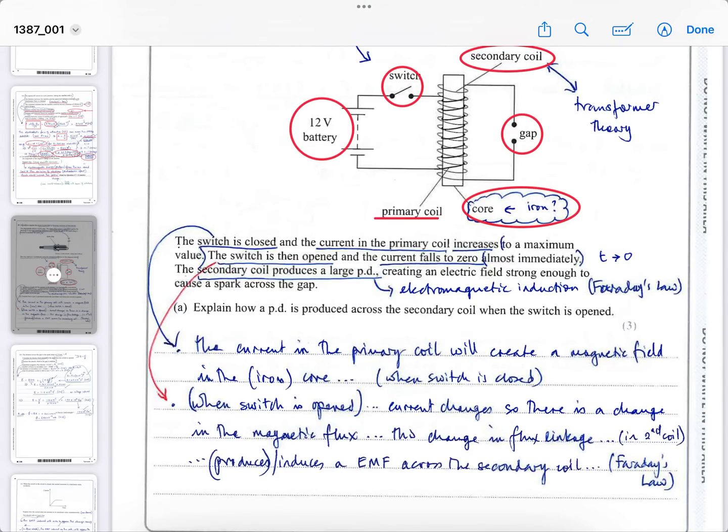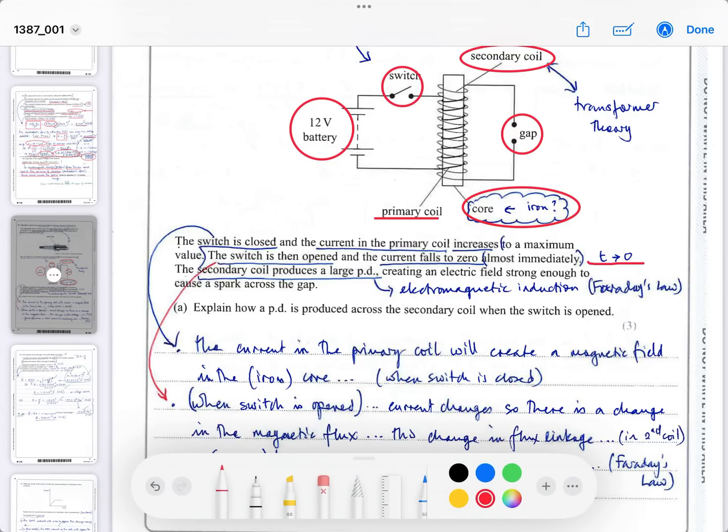It says the switch is closed and the current in the primary coil increases from zero to a maximum value. The switch is then opened and the current falls to 0, almost immediately. So the time for this to happen is approximately 0.